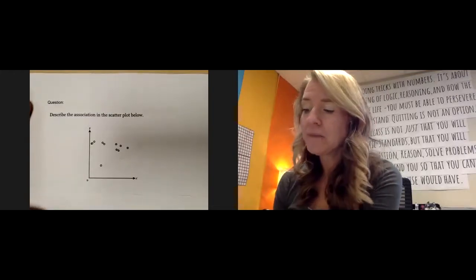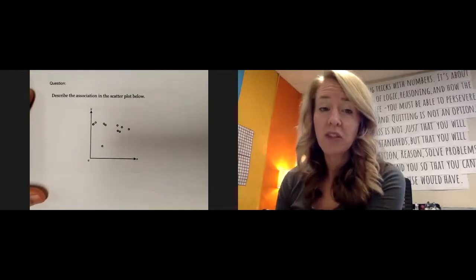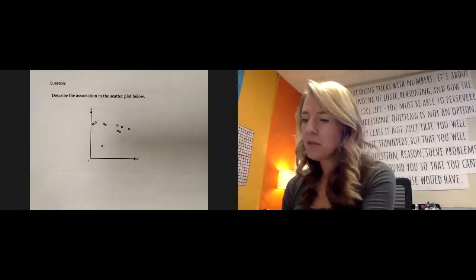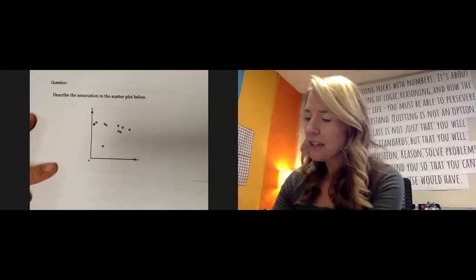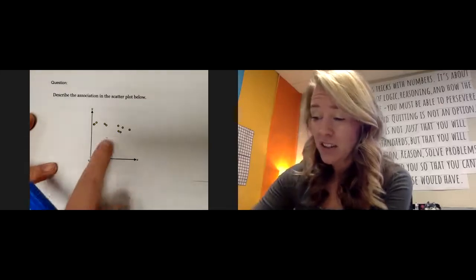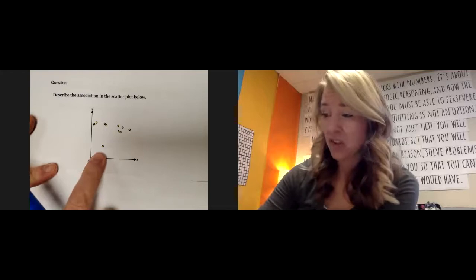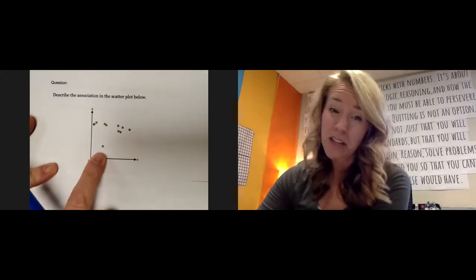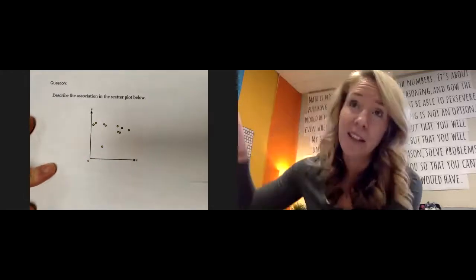So next one here, what's the association of this scatter plot? Ooh, this one is a little bit tricky. So it's hard to tell. There's this one funky piece of information here that is kind of like not with everybody else. That's called an outlier. It lies outside of everybody else.